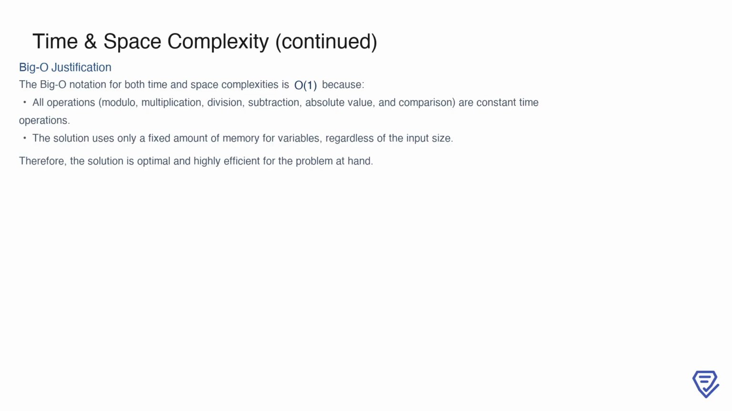All operations used, modulo, multiplication, division, subtraction, absolute value, and comparison, are constant time operations, meaning their execution time does not depend on the input size. Additionally, the memory usage remains constant since the solution only uses a fixed number of variables, regardless of the input. There are no data structures or additional memory allocations that scale with the input. As a result, both the time complexity and space complexity are O(1), making this solution not only optimal but also highly efficient for solving the problem of finding the angle between the hands of a clock.